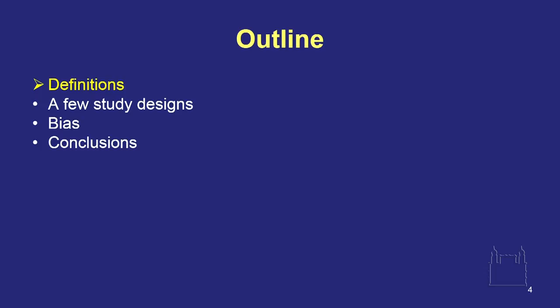Okay, so let me start getting this ahead. We're going to go through a few definitions at the beginning, particularly what epidemiology is about. We'll go through a few study designs. We'll say a few words about bias. It's a term that's already come up, and it's going to come up a number of times more, and then we'll go into some conclusions. And by the way, if you think I'm talking too fast, feel free to pass a note to people. I'll try to slow down a little bit.